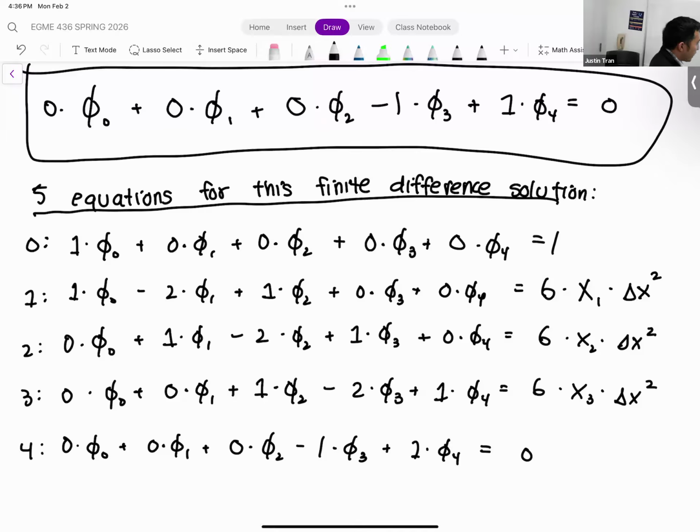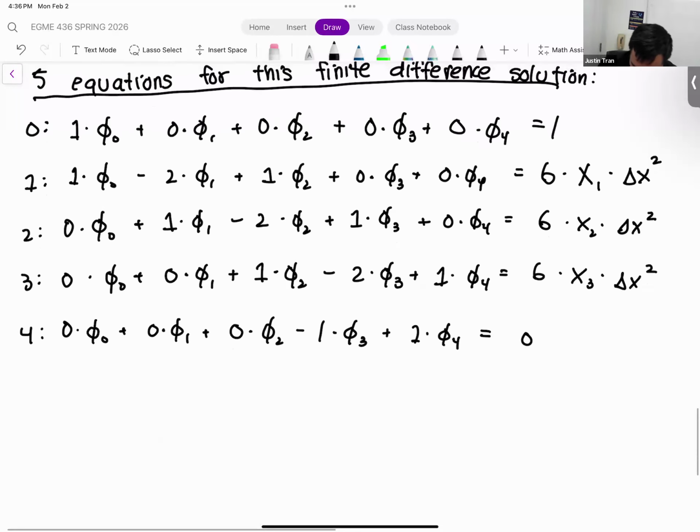All right. So let's take this equation and put it in matrix form. On the left-hand side, I'm just going to extract out the coefficients, everything that's in front of the phi's, and put that into a matrix. Then we're going to multiply that by a vector of our solution values, phi0 to phi4. And on the right-hand side, we have everything on the right-hand side.